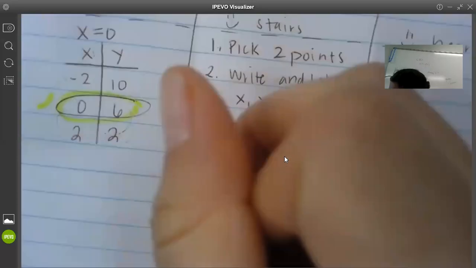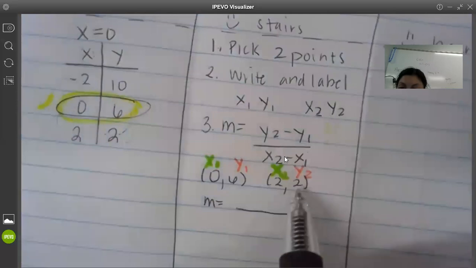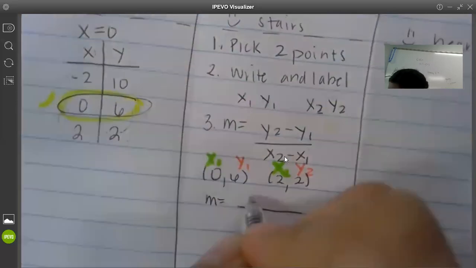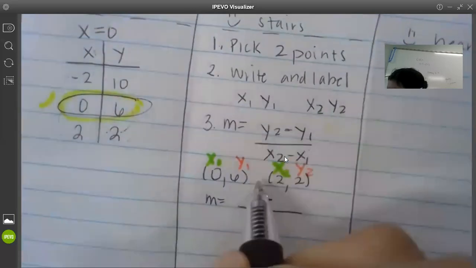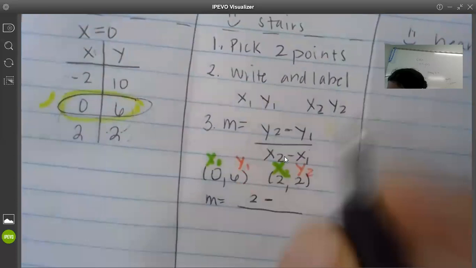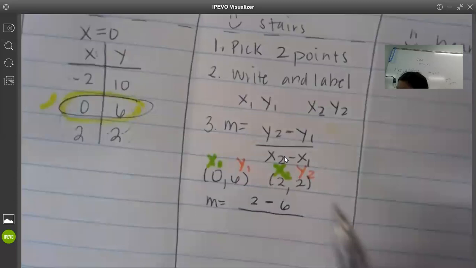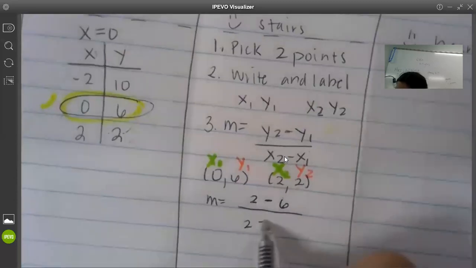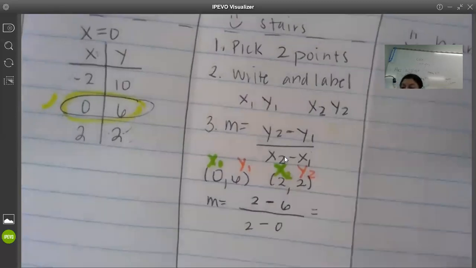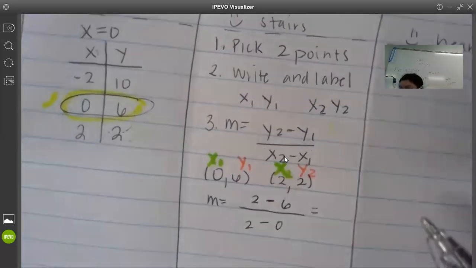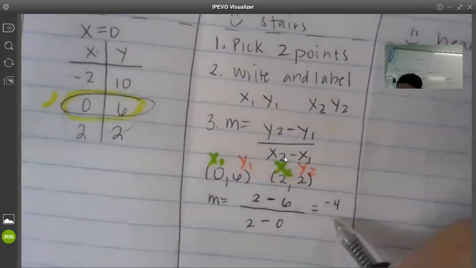So I'm going to do coordinates. So it's y2. Y2, it says right here, is 2. So I put 2 minus, have to do minus because it tells me minus, y1. Y1 is 6. So once you label, you know exactly how to use this formula. x2 is 2 minus x1, which is 0. Now, I can subtract in my head or I can subtract in the calculator. So 2 minus 6 is -4. 2 minus 0 is 2.